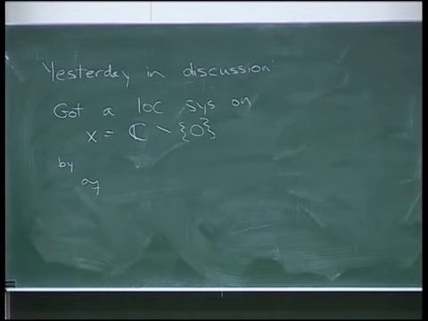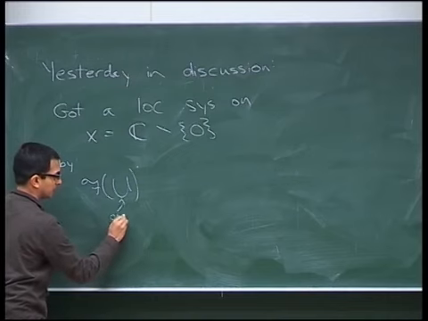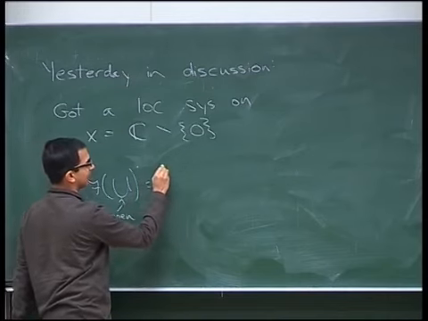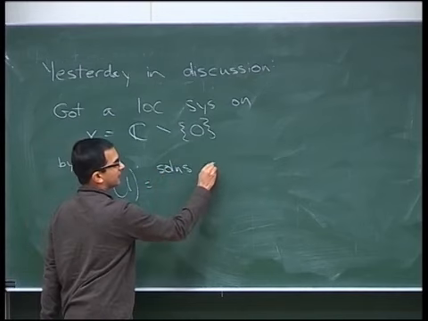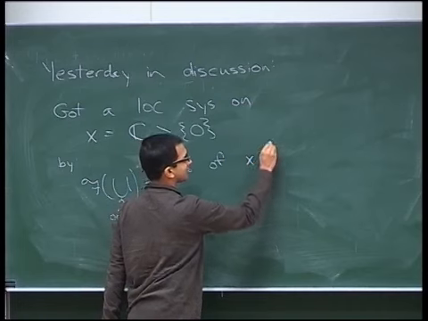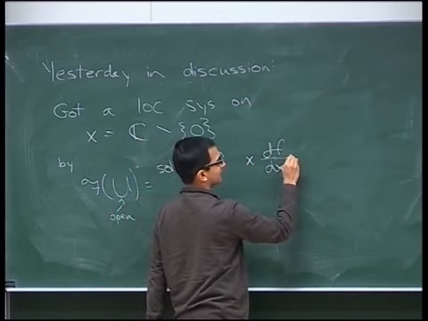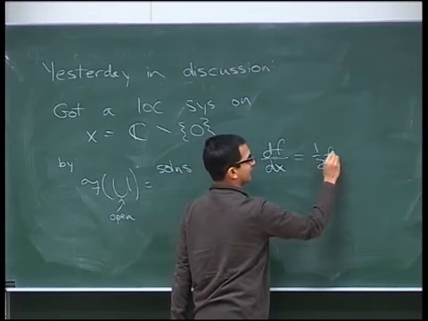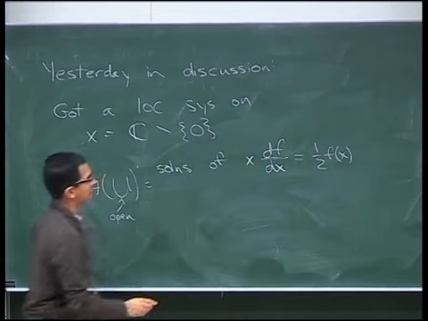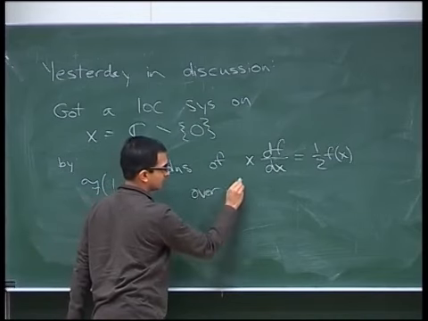So it was a sheaf whose sections over an open set U were defined to be solutions of the differential equation x df/dx equals 1/2 f of x, over U.